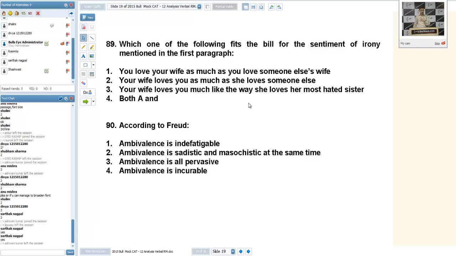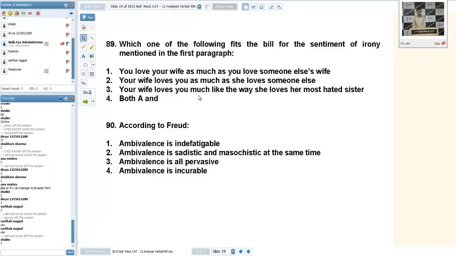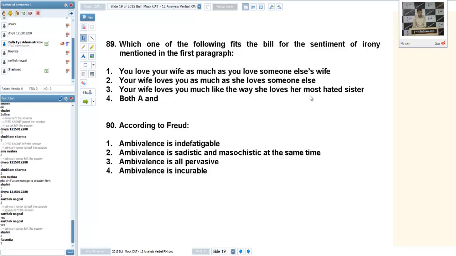Which of the following fits the bill of the sentiment? Irony mentioned, and ambivalence. That you love the same person and you hate the same person. You've got two opposite feelings for the same thing. So irony is, say, your wife loves you much like the way she loves her most hated sister. Now this is what irony is. Even I could have answered this.